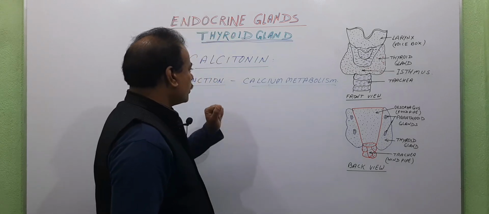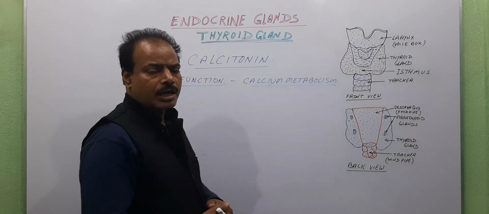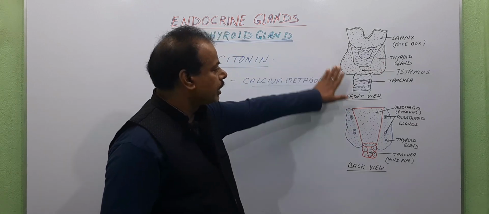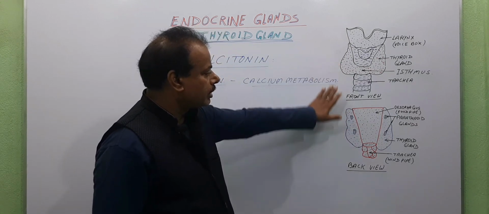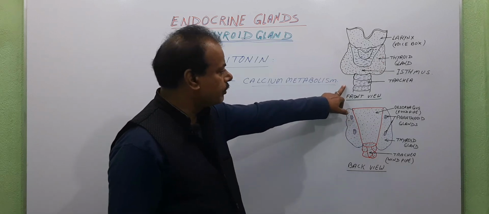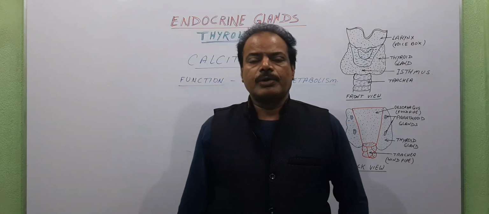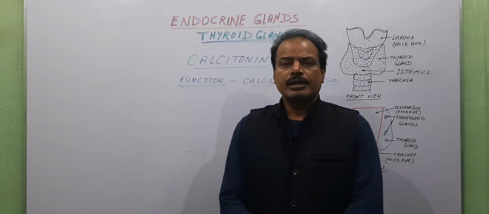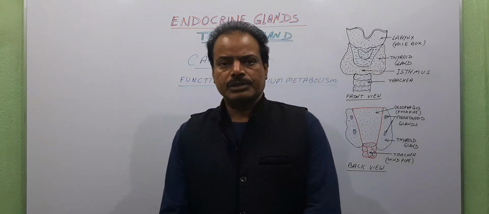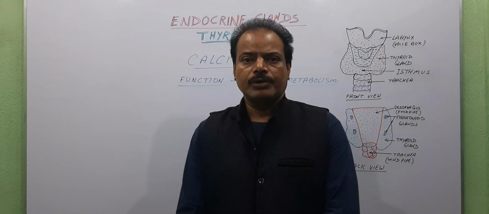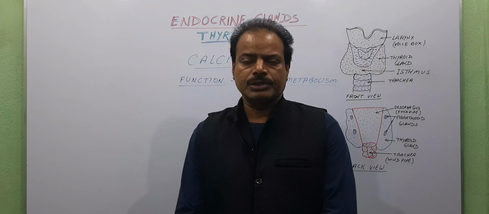So these two hormones, thyroxine and calcitonin, are secreted from the thyroid gland, and here we can see the diagram of the thyroid gland. It is the front view, it is the back view. In this way, we have discussed the thyroid gland, its secretions and its functions. In the next lecture, we will discuss the pituitary gland, its secretions, location and functions also.